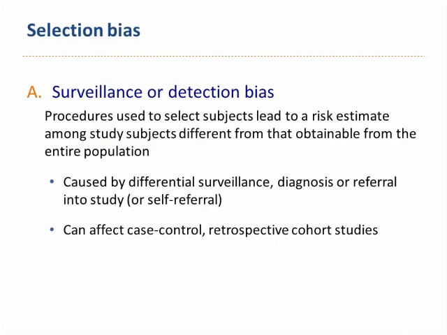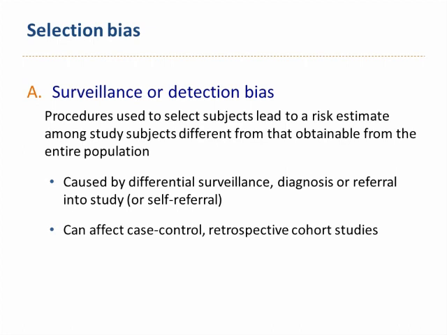I'm going to describe three main categories of bias that can occur in epidemiologic research. The first of these is selection bias. Within selection bias, we can have what's called surveillance or detection bias. This occurs when procedures used to select subjects lead to a risk estimate among study subjects different from that obtained from the entire population. This can be caused by differential surveillance, diagnosis, or referral into the study. So if we have a systematically different population included in the study compared to the general population to which we're trying to draw inference, we have selection bias.